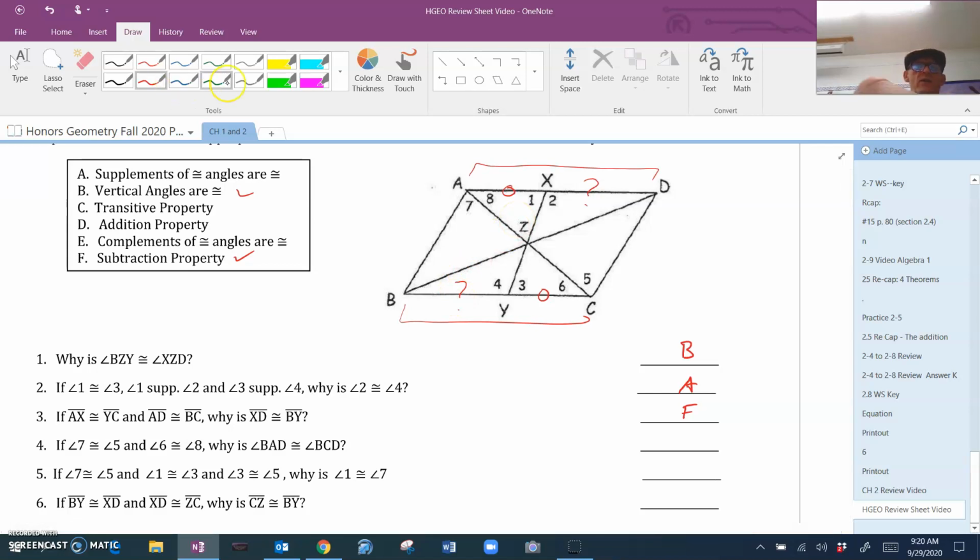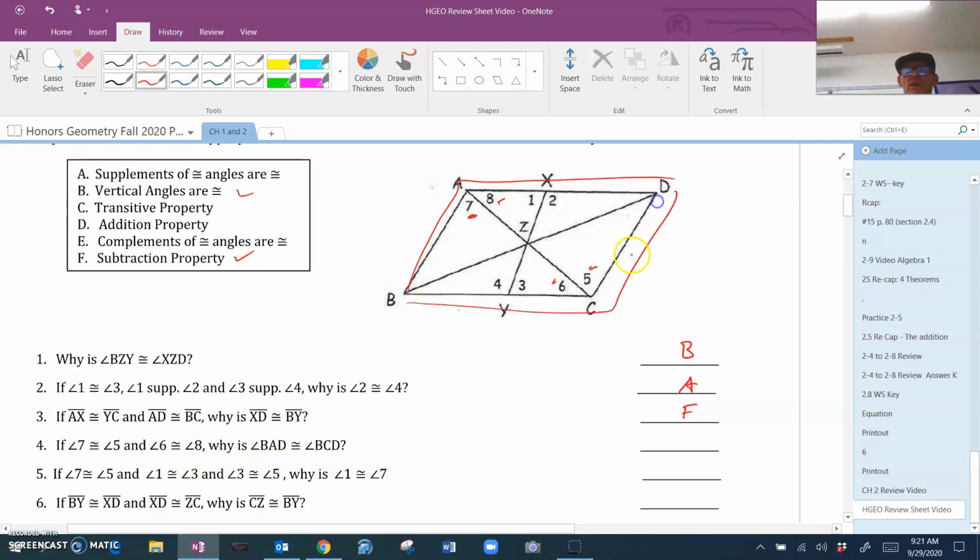All right, now let's keep moving on here. This is only going to be 15 minutes, so hopefully I can get as much done as I can. 7 and 5 are equal, so here's 7 and here's 5. 6 and 8 are equal. Why is BAD congruent to BCD? And that is addition, right? So that is the addition property. That is D.